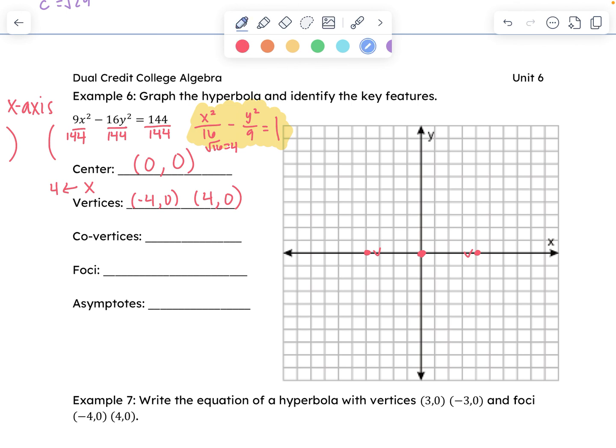My co-vertices are going to come from the 9. The square root of 9 is 3. So the 9 is going to be added or subtracted from the y. So (0, -3) and (0, 3).